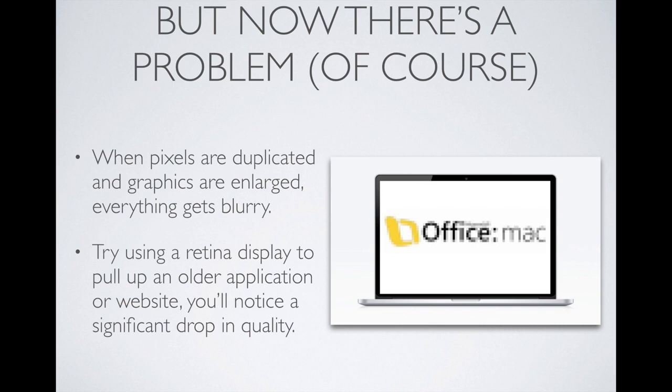If you want to see what I'm talking about and you don't have a Retina display, go to the Apple Store and use one of their Retina Thunderbolt displays and pull up an old application, see if you can find one that isn't an Apple application. A good one is Office for Mac. If you use Outlook or Word or PowerPoint, look up at the top toolbar. You'll see how some of their graphic images and icons are a little blurry.